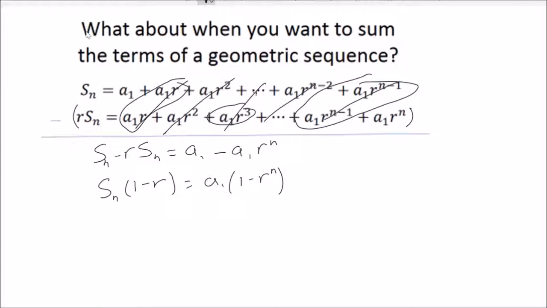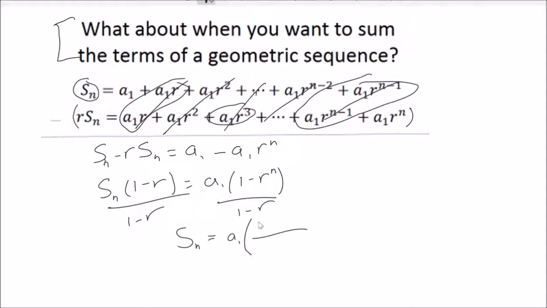Now, keep in mind what we were after this whole time: how do you add all the numbers together? That's this right here, the sum of all the numbers. So I'm going to try to get that little chunk by itself. I'm going to divide by 1 minus r, divide by 1 minus r, and then the way we typically write this, S sub n equals a sub 1 multiplied by the quantity 1 minus r to the n, over 1 minus r. Okay, and let's annotate that: sum of a geometric sequence.